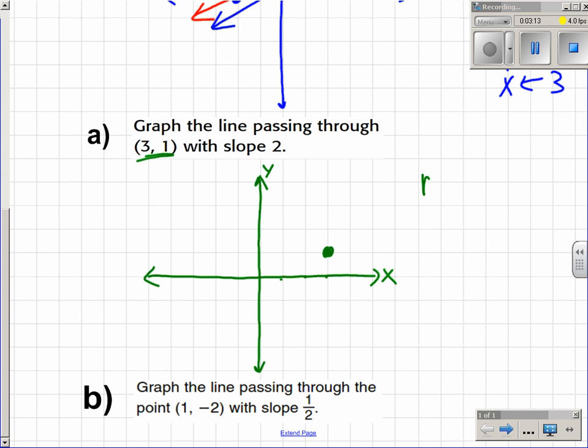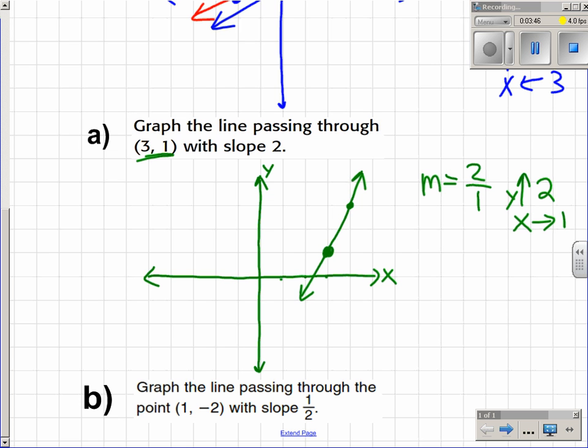Now we have to use slope in order to find the next point. Slope is 2, which is 2 over 1, which means y is going up 2, and x is going to the right 1. So x 1 to the right, y up 2. There you go. And we are all set. The other way that we could have gone to point, yeah, ignore that. We're not even going to go over that yet.